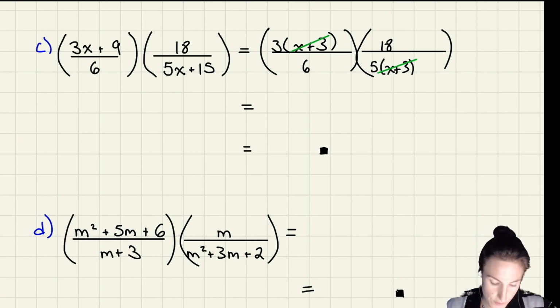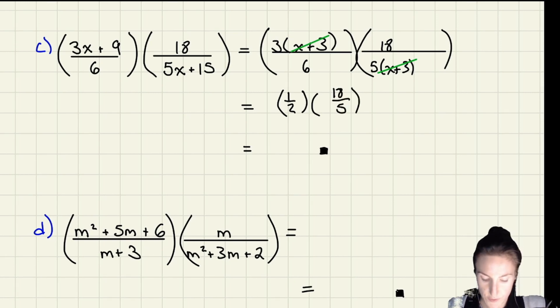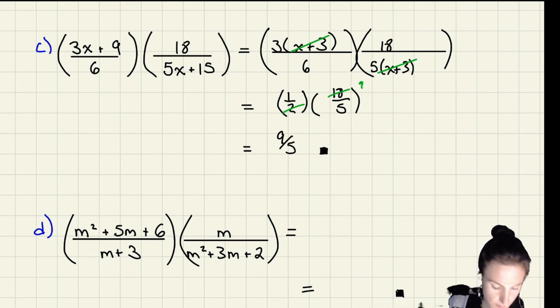Now, the first function, what do we have left over? 3 over 6, which is the same as 1/2. And then we have 18 over 5. So if we get rid of this factor of 2 on the bottom, I'm left here with 9. And we have 9 over 5.